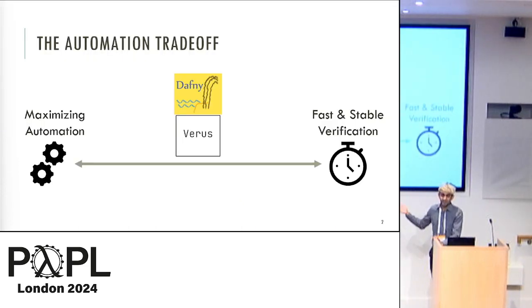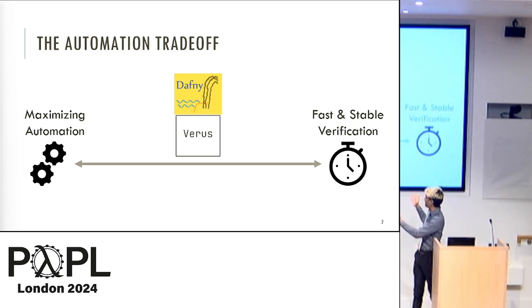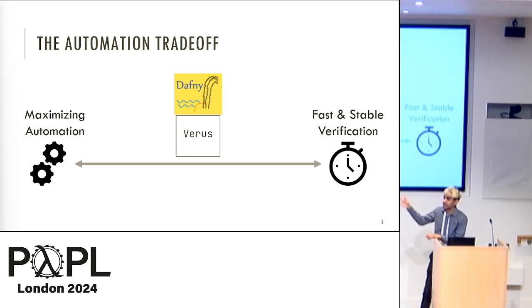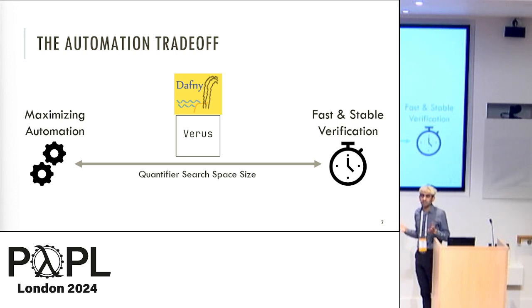So this trade-off has been talked about a lot already, but I'll talk about it again. But quick caveat before I begin: the work I'm going to be presenting was done using Verus, which is a Dafny-inspired language built on Rust. But it follows the same use of SMT for verification. So both languages face this trade-off that we've been talking about a lot today, right? We want to maximize automation. We want to push towards writing as little proof as possible. But at the same time, as we go towards that side, we might be sacrificing fast and stable verification, right? And ultimately, this is predicated on the size of the quantifier search space.